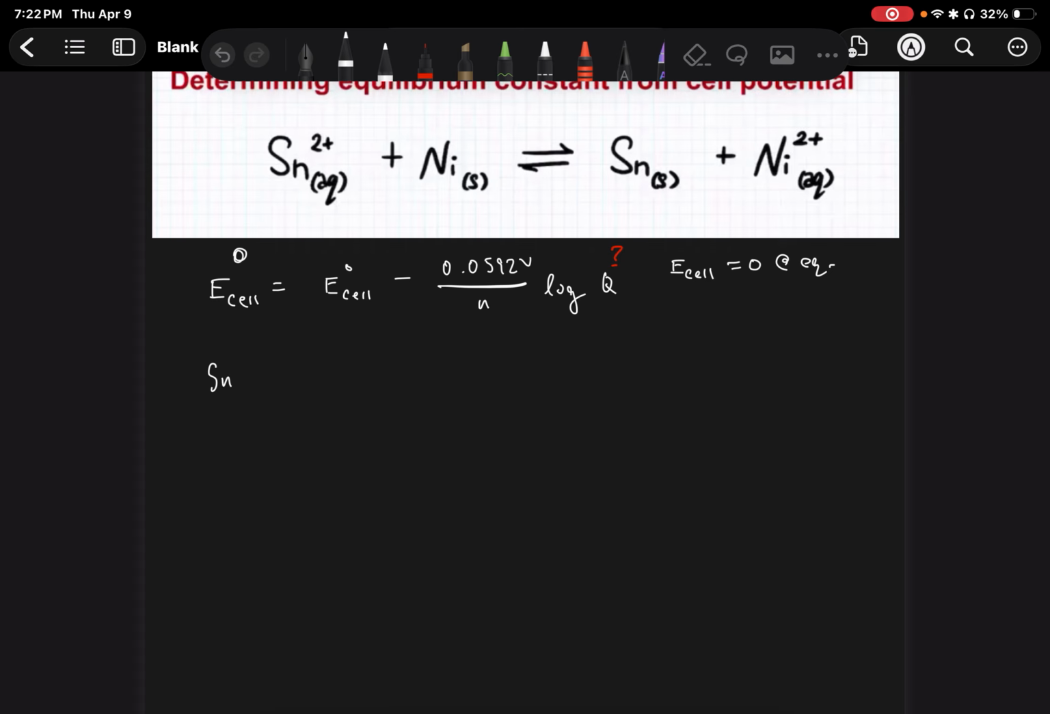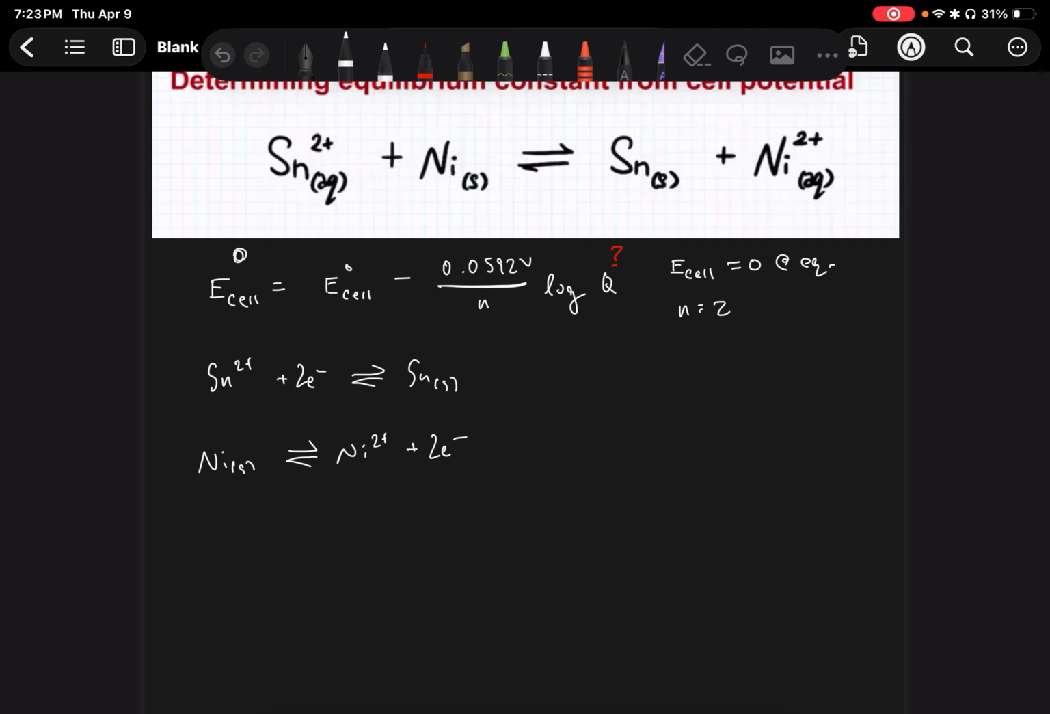So Sn2+ plus 2 electrons is going to give Sn solid, and then nickel solid is going to give Ni2+ plus 2 electrons. So from this, we already know that N is going to be equal to 2 because there's 2 electrons being transferred. Now we just need to find out what each one is.